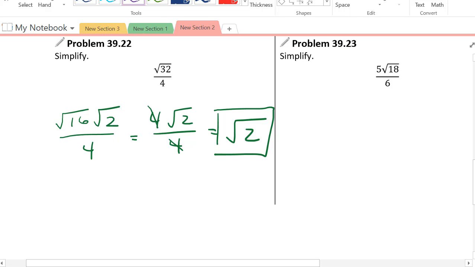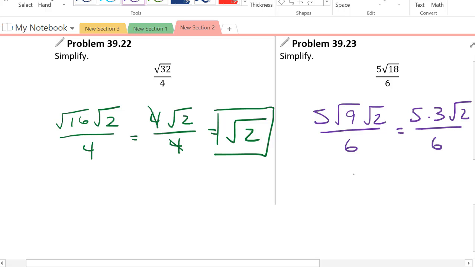So pretty much the same thing. I can't divide the 6 into the radical 18. I need to get a whole number out of this so I can divide by the 6. So let's break up radical 18. What's a perfect square that goes into 18? 9 and 2. Divide by 6. So that would be 5 times radical 9, which is 3. So 5 times 3 is 15, radical 2 over 6.